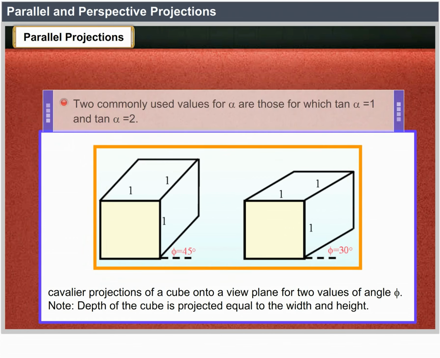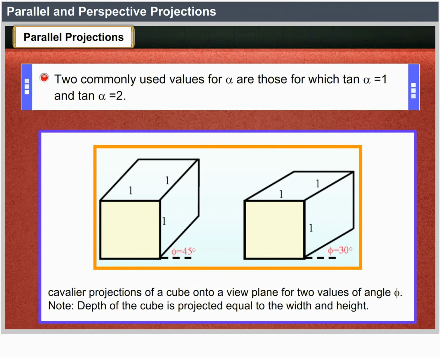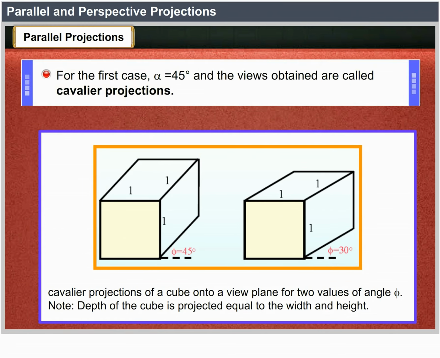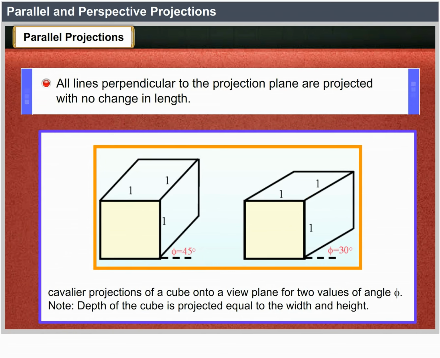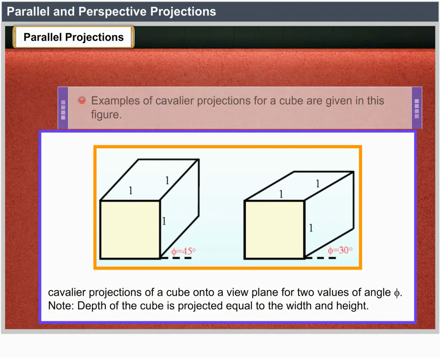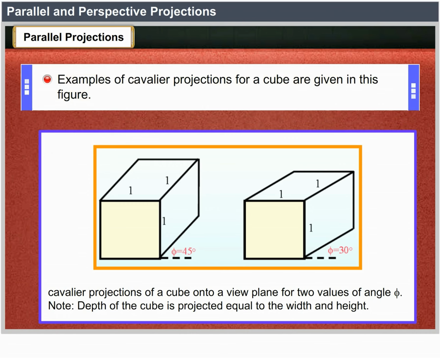Two commonly used values for alpha are those for which tan alpha equals 1 and tan alpha equals 2. For the first case, alpha equals 45 degrees, the views obtained are called Cavalier projections. All lines perpendicular to the projection plane are projected with no change in length. Examples of Cavalier projections for a cube are given in this figure.